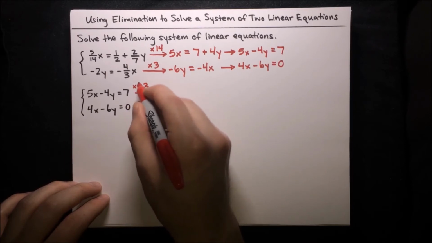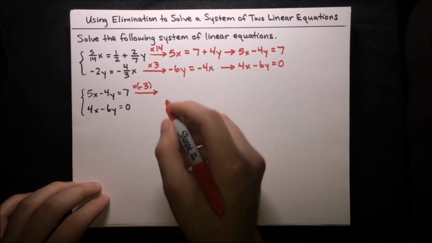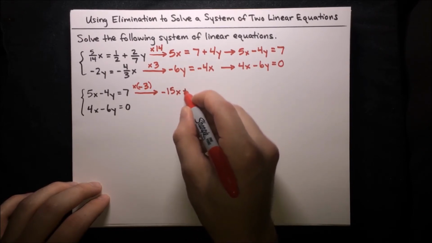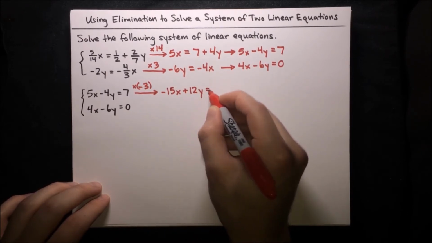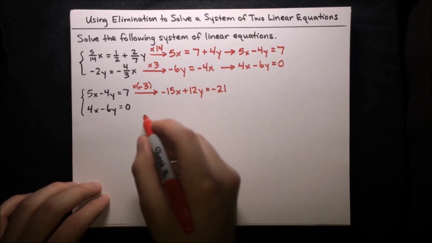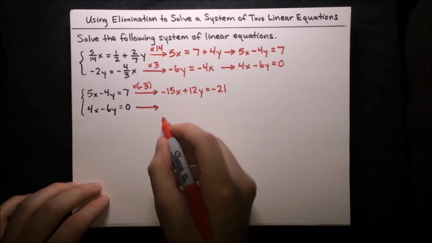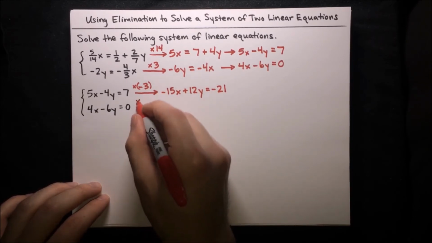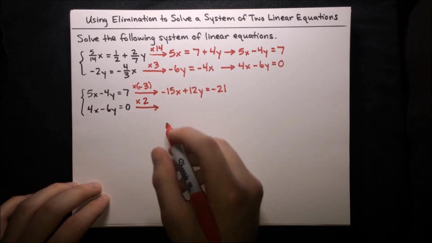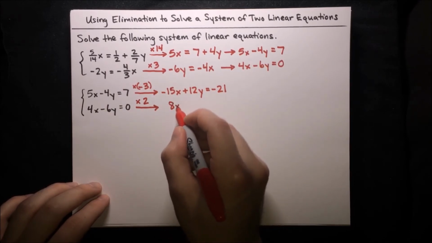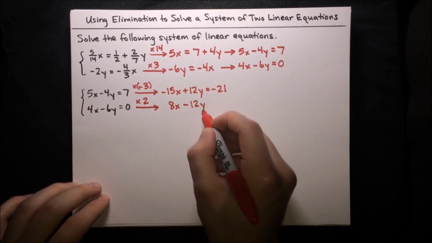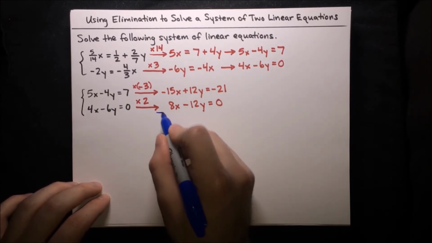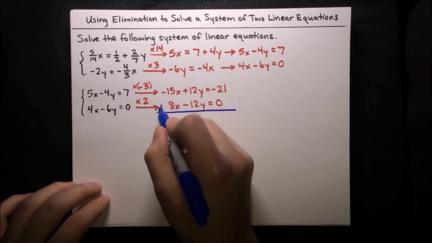So we'll multiply by negative 3 on the top, and we'll get negative 15x, then plus 12y equals negative 21. And then how about on the bottom, if we want to get to negative 12y to cancel with this positive 12y, just multiply negative 6 by 2. And the resulting equation is 8x minus 12y equals 0. Great, so now it's the fun part.